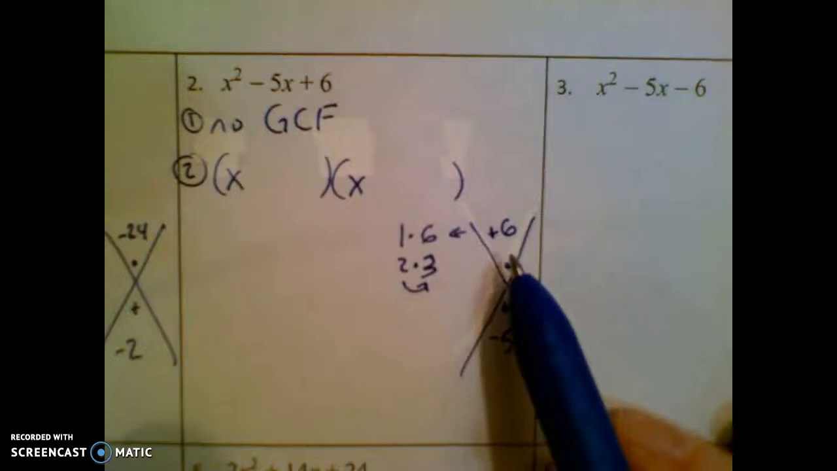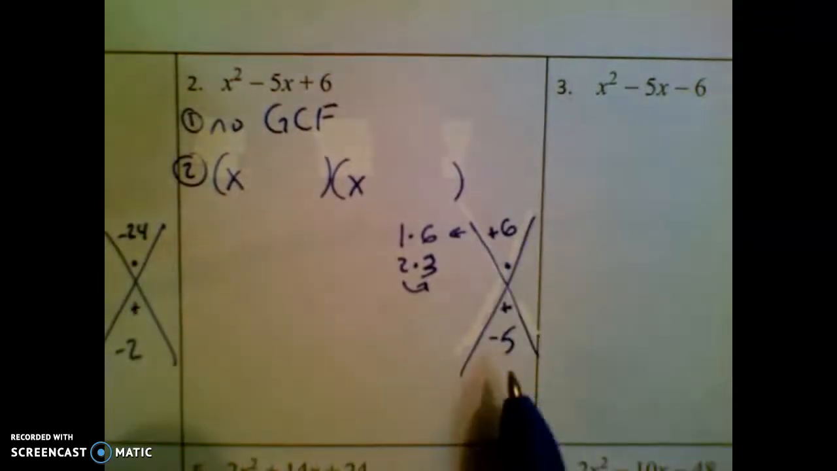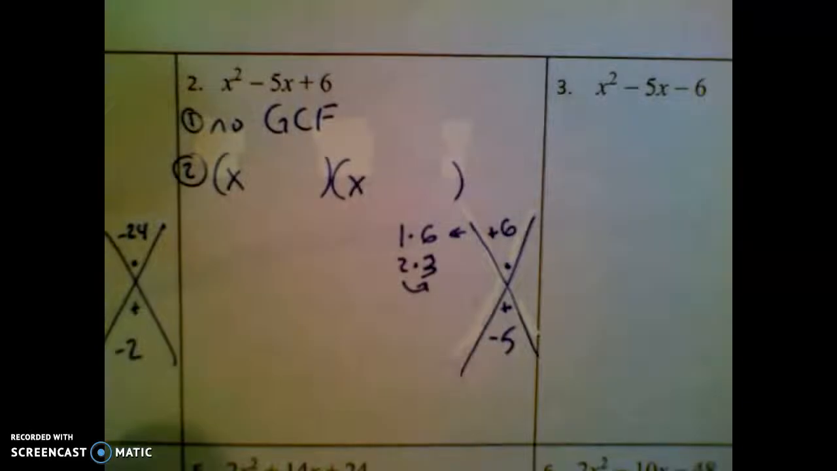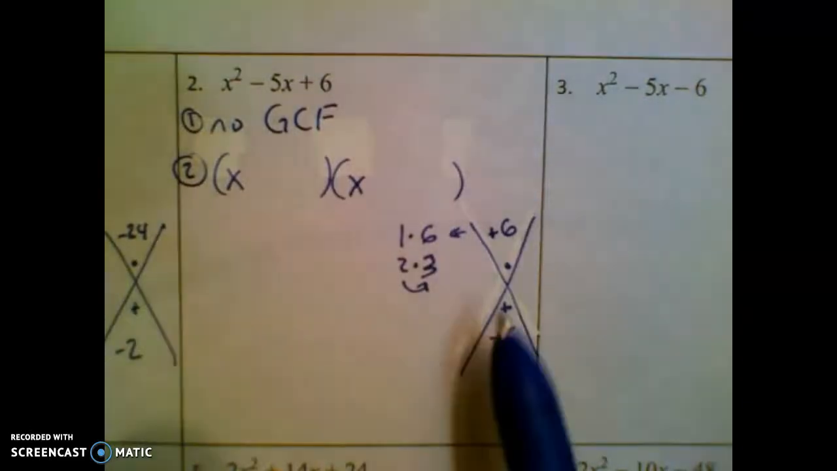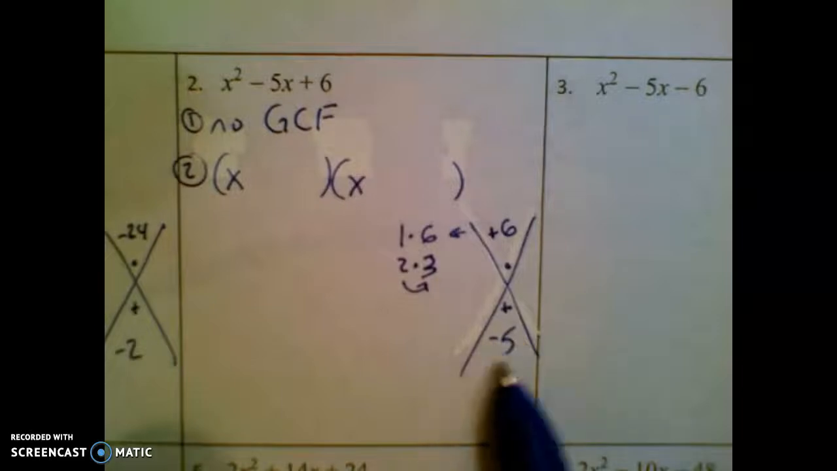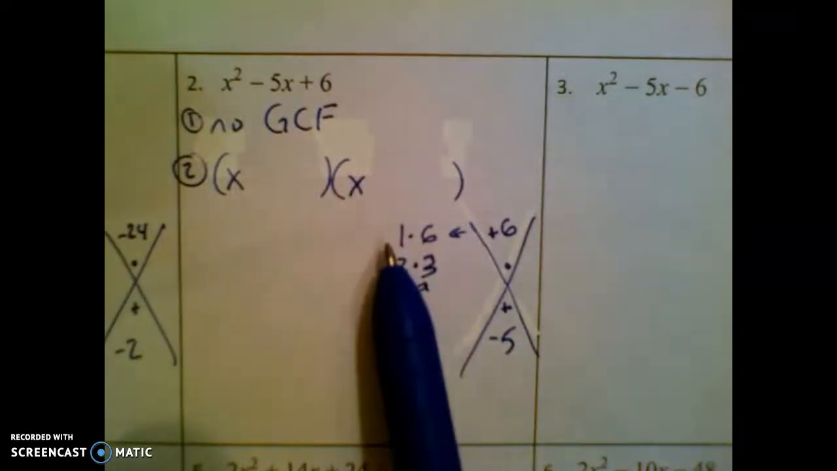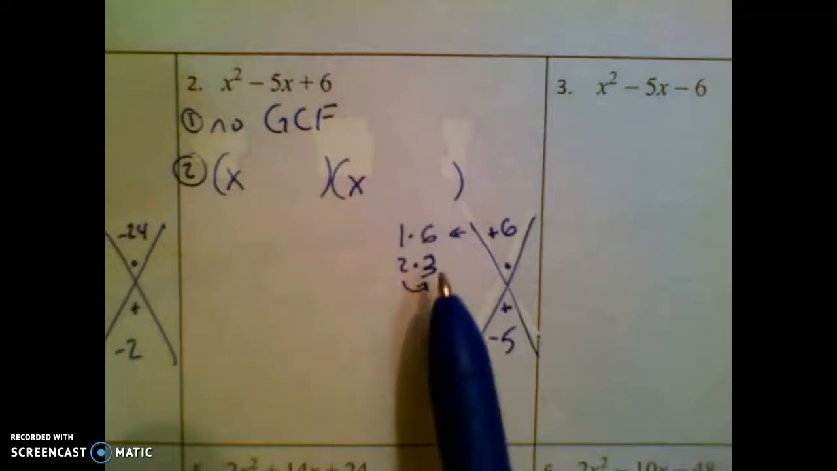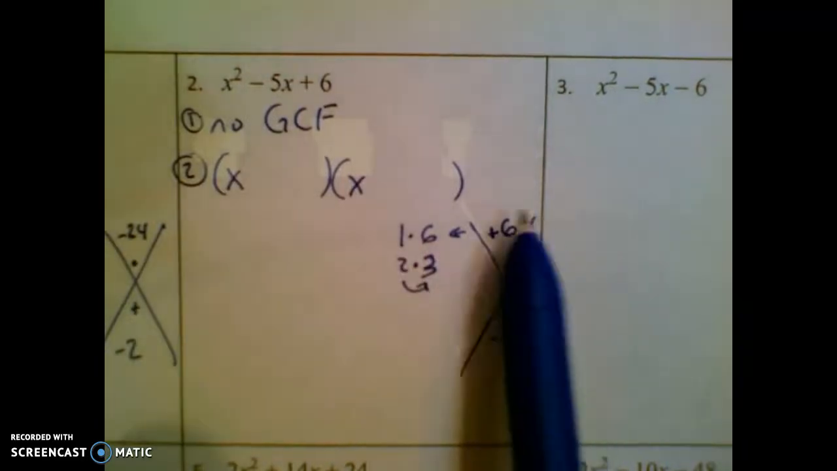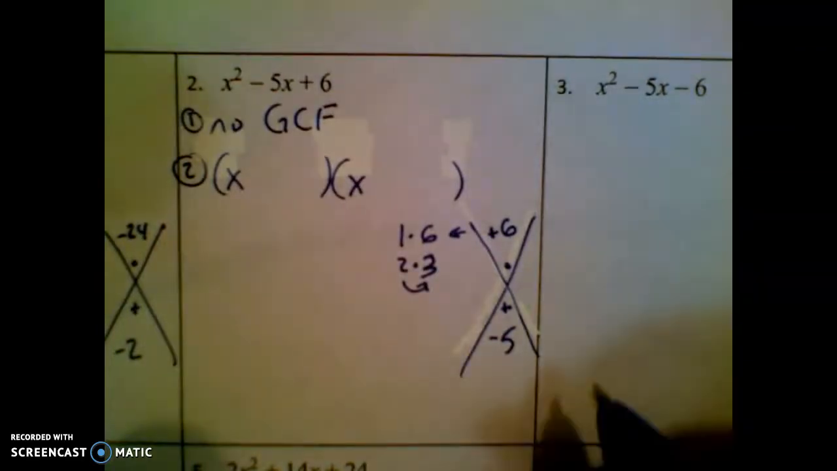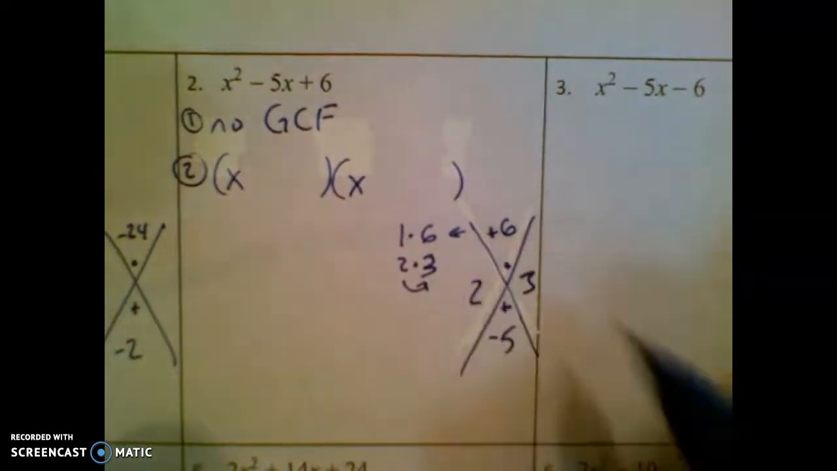Okay, 6 is actually a unique number because I can get a 5 by either a 1 and a 6 or a 2 and a 3. So this one you got to be very careful with your signs. So I want to add to be a negative 5. So if I wanted to use 1 and 6, I would need to have a positive 1 and a negative 6. But having a positive 1 and a negative 6 would not multiply to give me a positive 6. So in this case, 1 and 6 are not going to work. So I'm going to have to use the 2 and the 3.